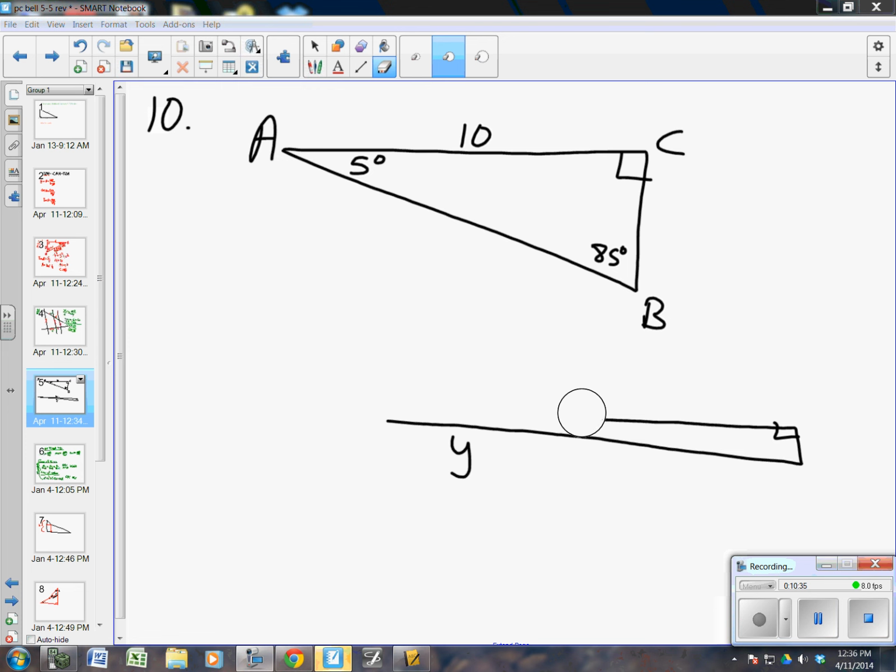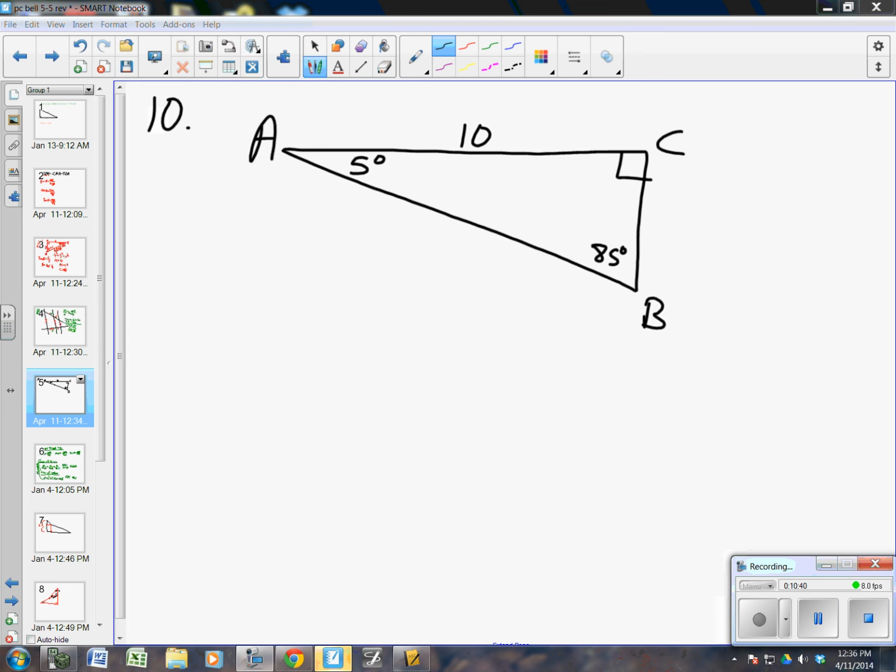So, by the way, I just want to show you. Let's call the hypotenuse x. If I have angle B, I have the opposite side and the hypotenuse. Which of the ratios am I going to use? Sine, because sine of 85 degrees is equal to the opposite side, which is 10, over the hypotenuse, right?